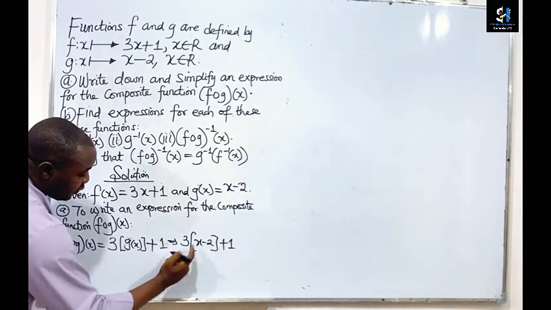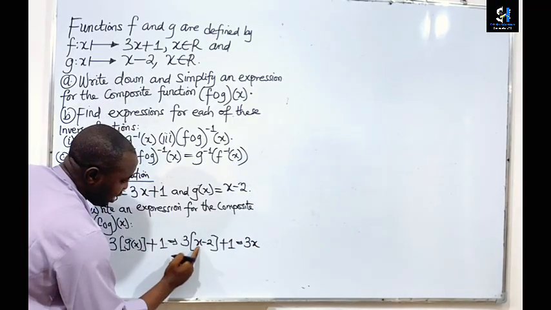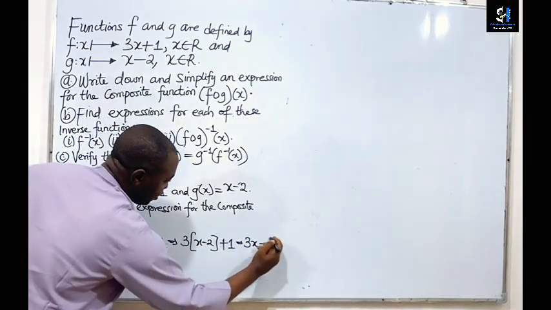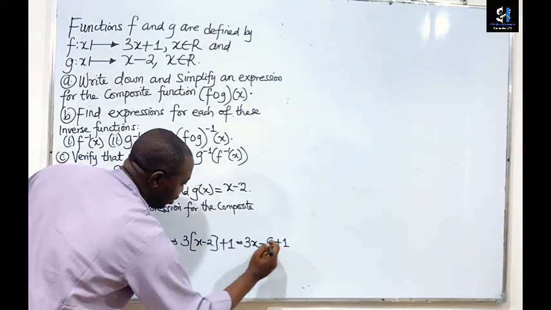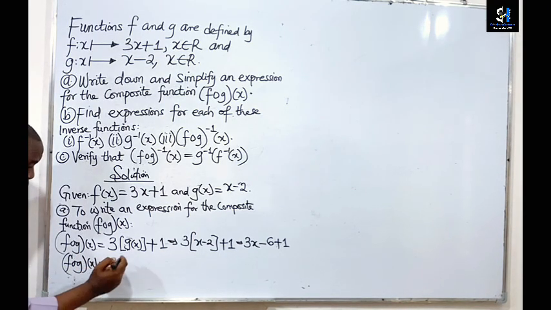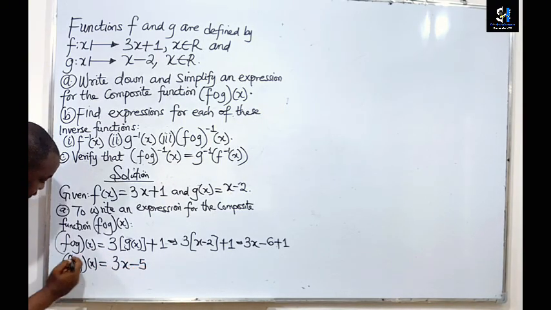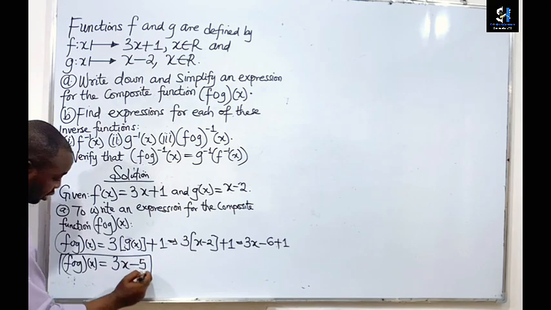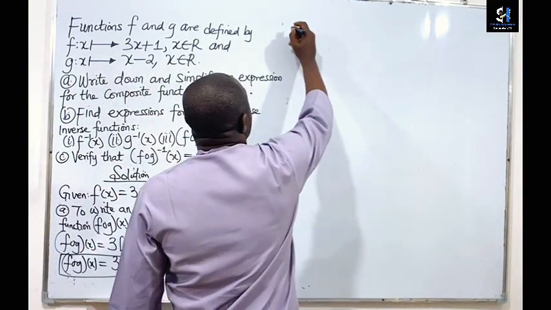Now, distributing 3 in this case, this will be 3x, because 3 times x is 3x. 3 times minus 2, that's minus 6. Then plus 1. So the expression for the composite function fg of x will be 3x minus 5. So this is the expression for the composite function fg of x. B.